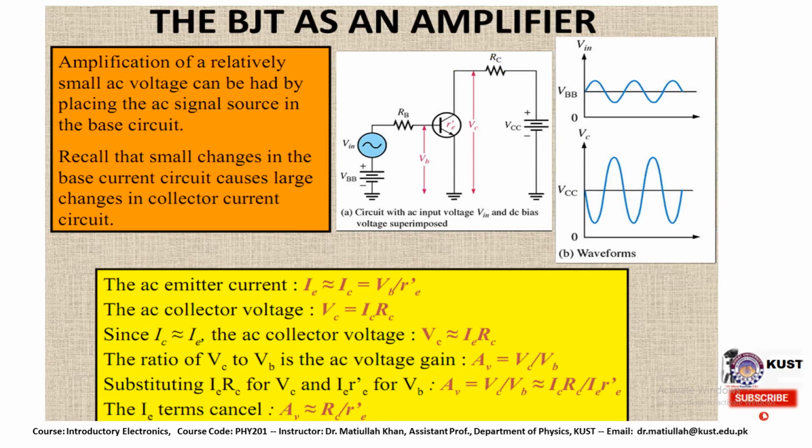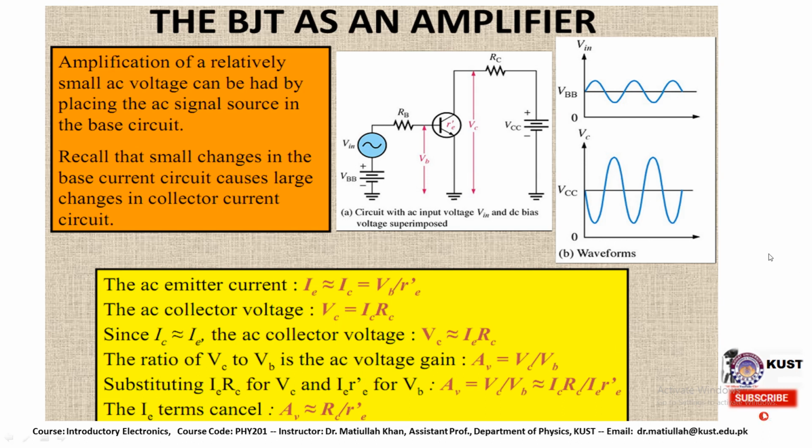BJT as an amplifier. Amplification, everybody knows that amplification is actually the increase in the input signal. So in the case of amplification, a relatively small AC voltage can be had by placing the AC signal source in the base current, because we already understood in the previous lectures that small changes in the base current cause large changes in the collector current circuit. So that is why we can use BJT as a sort of amplifier.